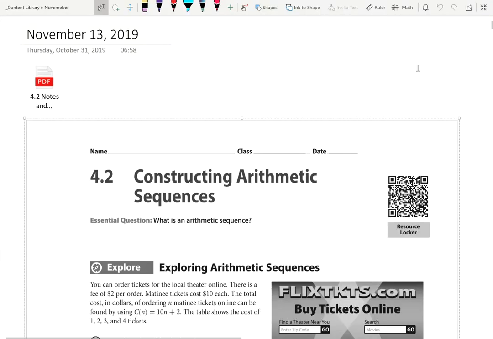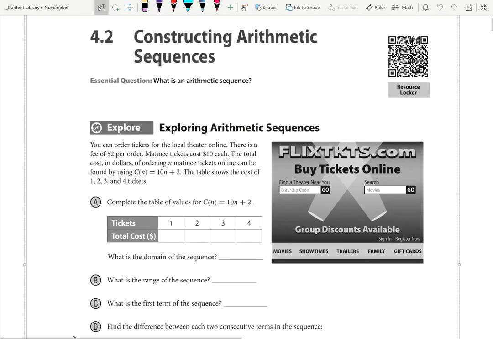Section 4.2, constructing arithmetic sequences. So there are two ways of pronouncing that. You might pronounce it arithmetic or arithmetic, but whatever you want to do, it doesn't really matter. Okay, but what an arithmetic sequence is, it's a list of numbers, as we've talked about in section 4.1.